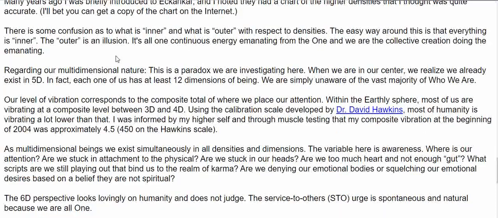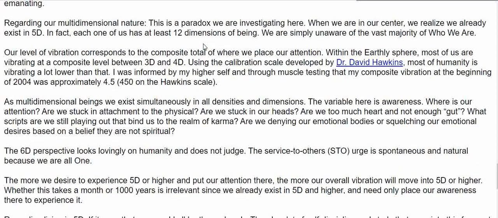There is some confusion as to what is inner and what is outer with respect to densities. The easy way around this is that everything is inner. The outer is an illusion. Yeah, the matrix is all one continuous energy emanation from the One, and we are the collective creation doing the emanation. Regarding our multidimensional nature, this is a paradox we are investigating here. When we are in our center, we realize we already exist in 5D. In fact, each one of us has at least 12 dimensions of being. We are simply unaware of the vast majority of who we are.